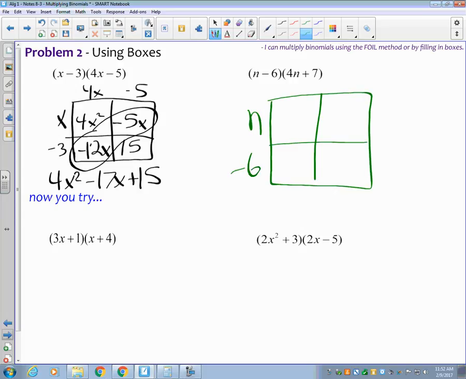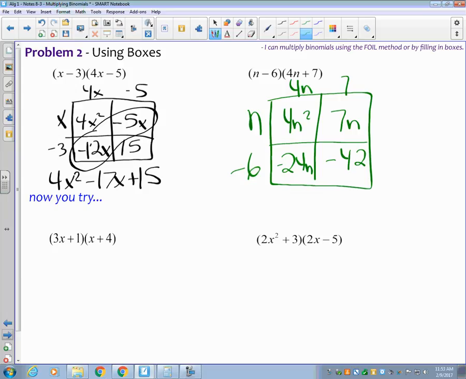So we got n and a negative 6, and a 4n and a 7. This is 4n squared, because n times 4n. N times 7 is 7n. Negative 6 times 4n is negative 24n. And negative 6 times 7 is negative 42.